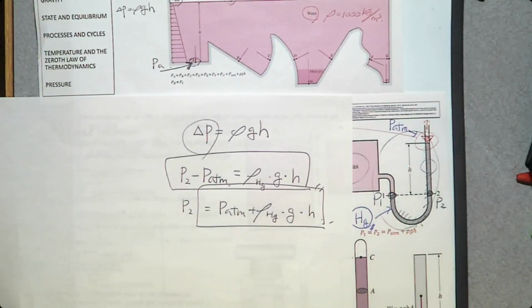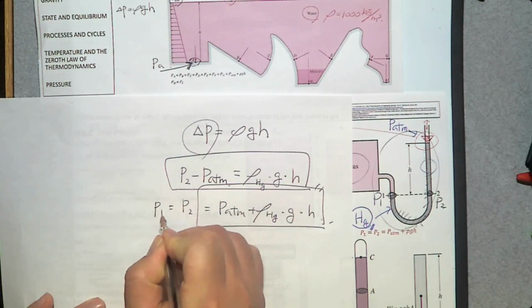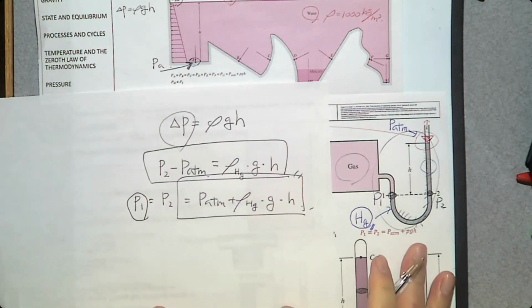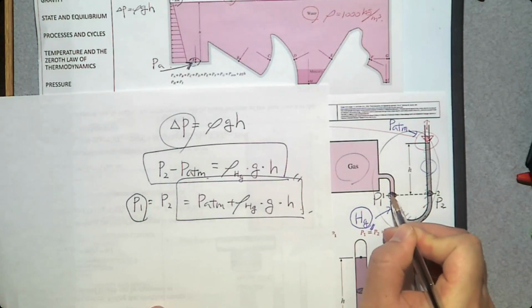Because PA, PB, PC, PD, PE are equal because they are in the same fluid at the same elevation. So P1 is the same as P2. Then that gives you the pressure value at this interface.